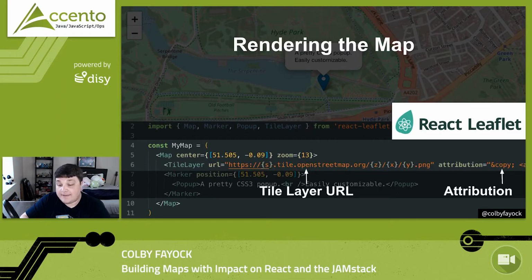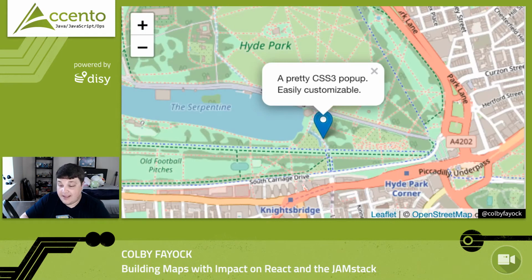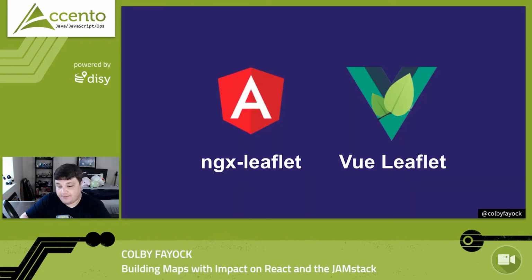Inside our map component, we have a tile layer component. There we add our endpoint and an attribution. Then we add a marker component. We set the coordinates with the position prop, and inside that we include a pop-up component, which we can then nest with our simple text. And again, we have our basic map example.